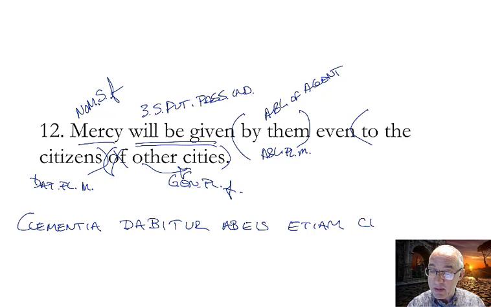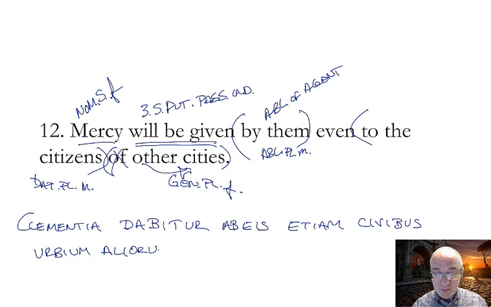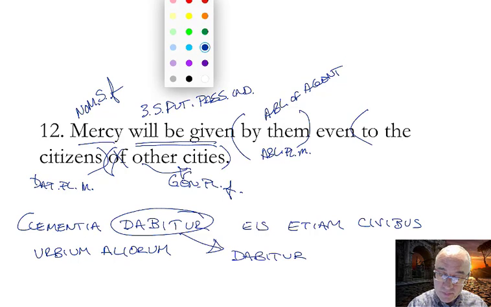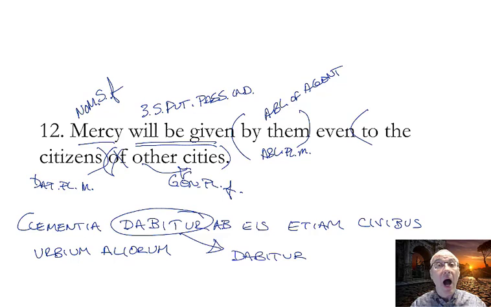To the citizens, quibus, of other cities, urbium, and for the word other, we're going to use aliorum. And I think the only change I might make is the dabitur will go to the end. Clementia, dabitur, put it at the end. And I would probably put a little more space here in the ab eis. That was just an error on my part. Ab eis. Clementia, ab eis, etiam quibus urbium aliorum dabitur.